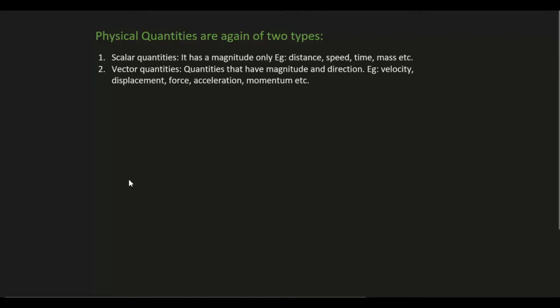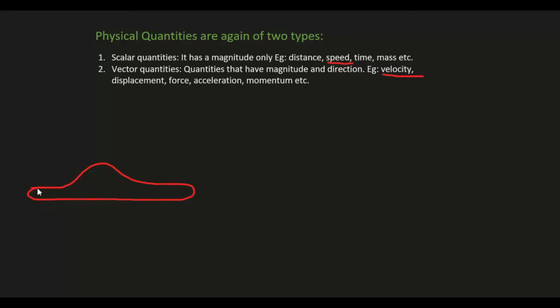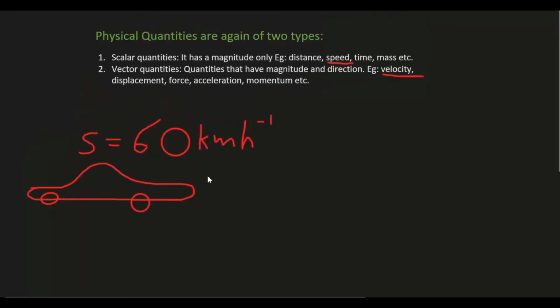Alright, so basically let's talk about these two. One is speed, one is velocity. Very confusing, right? What is the difference between them? Well, let's think that I have a car here. Okay, a nice car. I have a car and I say that this car is going at a speed of 60 kilometer per hour, for example. 60 kilometer per hour. Okay, that's speed. It has a magnitude. It does have a magnitude, right? Yes, it has a magnitude.